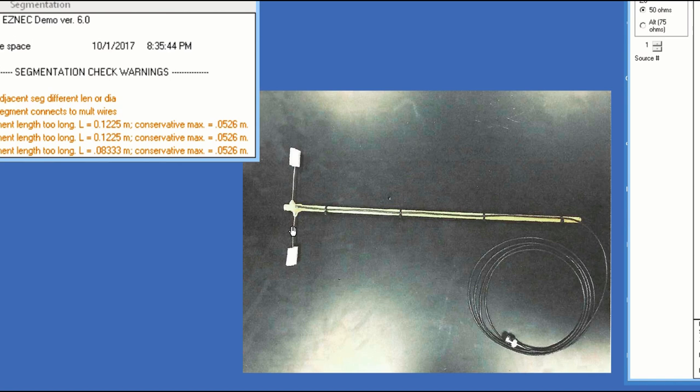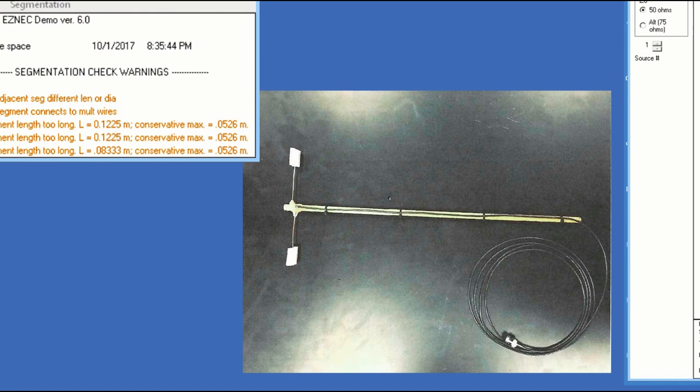But the shield is also metal that goes back this way, and so the center rod is going to couple to that. And this will not act like a perfect dipole. It will not be 75 ohm input impedance or 73 ohm.